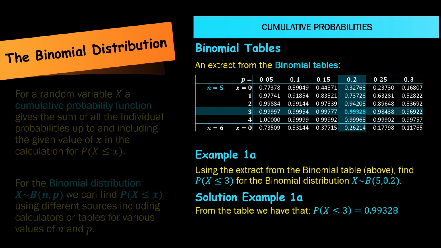So from the table, notice at the intersection point, we've highlighted the number, we've made it bold and red, which is intersecting the row and the column. So therefore, from the table, we have that the probability that x is less than or equal to 3 equals 0.99328.